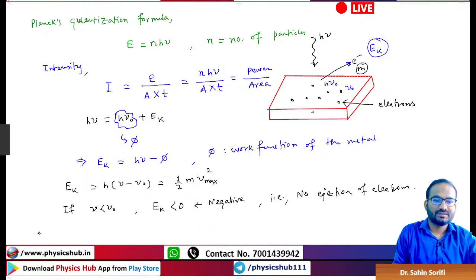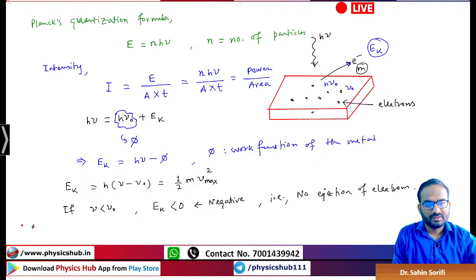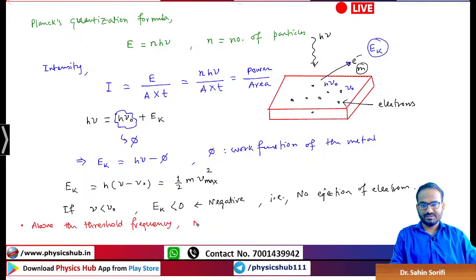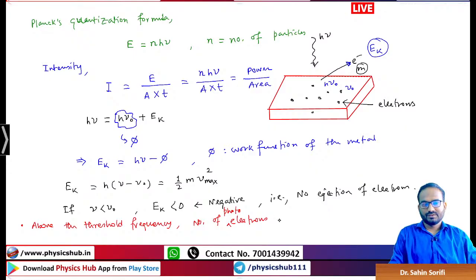Another thing we would like to include here: above the threshold frequency, the number of photoelectrons is proportional to the number of incident photons.